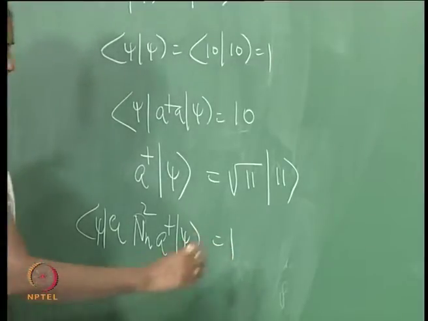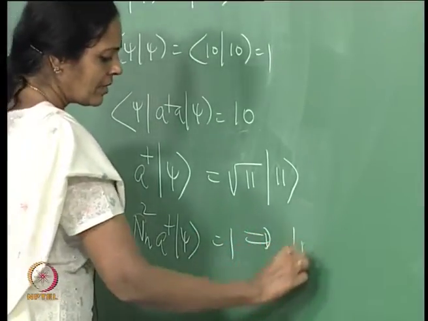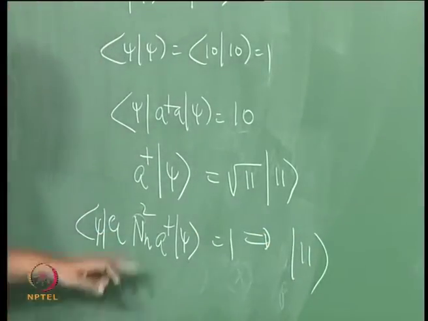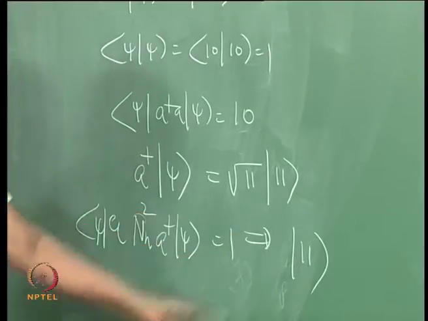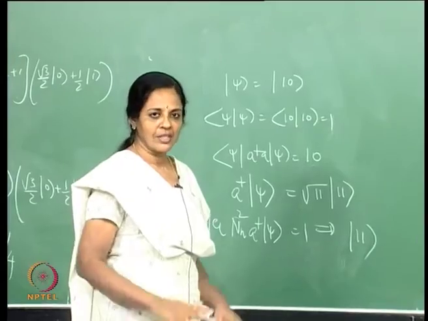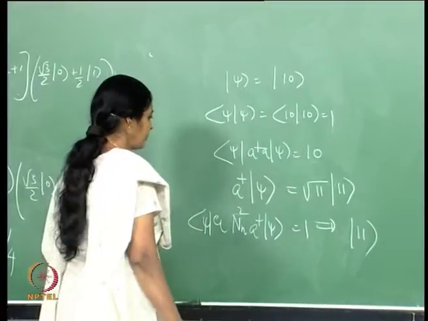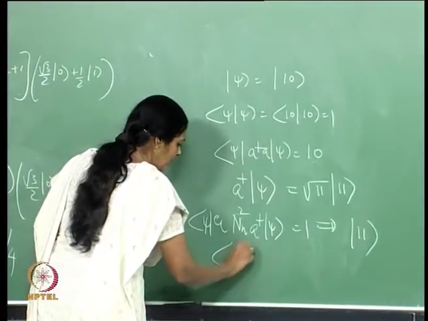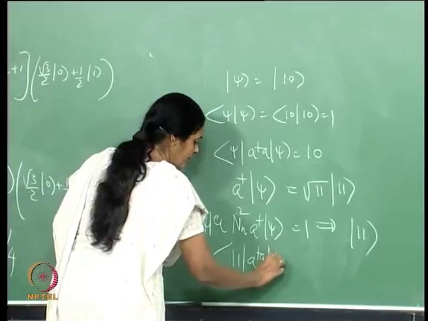This object must be 1. This immediately tells me that the normalized state is ket 11. I do not have to do any work for this, because I know that the 11 photon state as such is a normalized state. So, what is the expectation value of A dagger A in the new state?